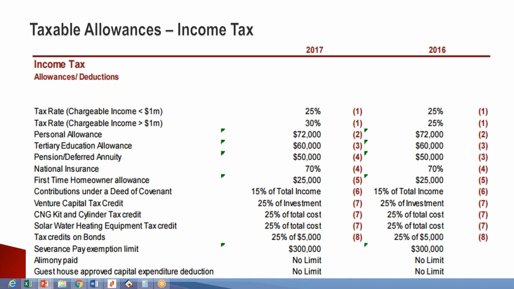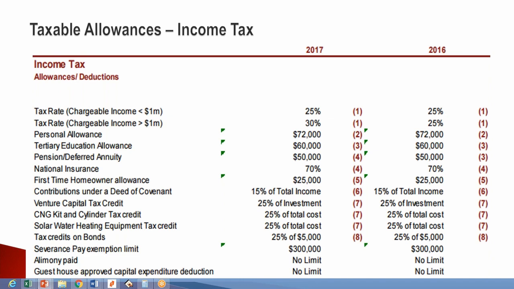If you are a sole trader or an individual, you have a personal allowance of $72,000. So after you make your income, whatever that income is, before we start to calculate tax, we take off $72,000. Hey, that's yours tax-free. Tertiary education, $68,000. Pension annuity, deferred annuity, $50,000. National insurance is 70% of the national insurance contribution. First-time homeowners, $25,000. Contributions to deed of covenant, up to 50% of total income.